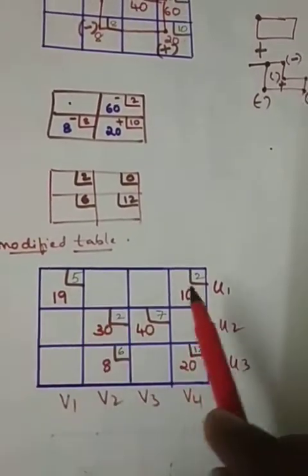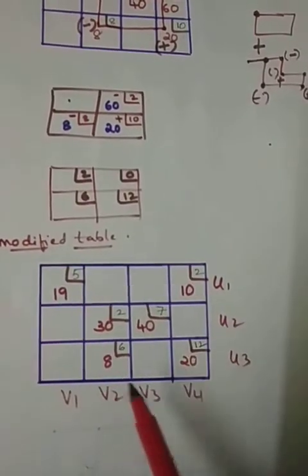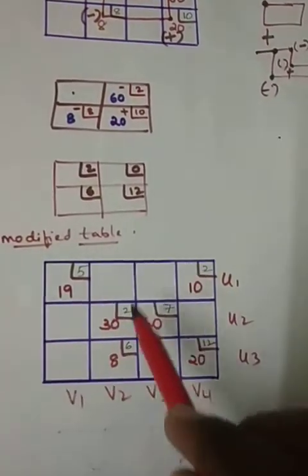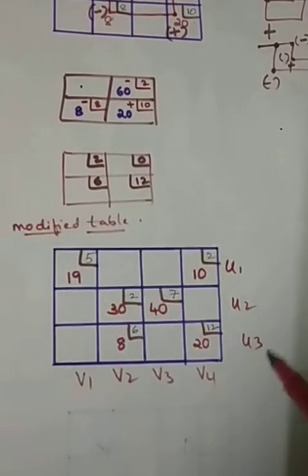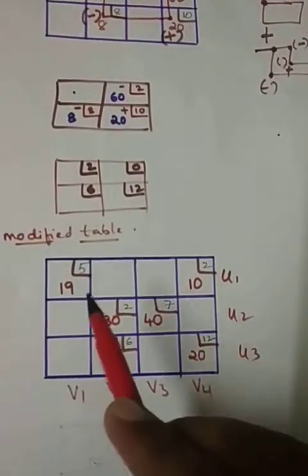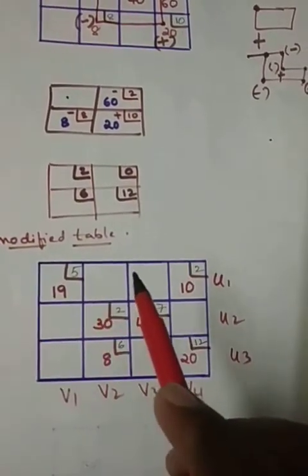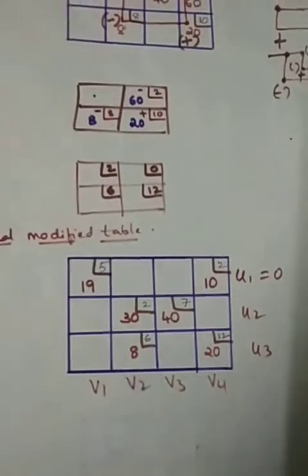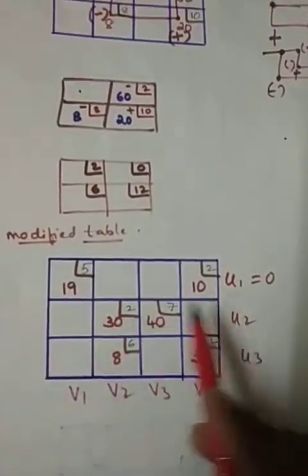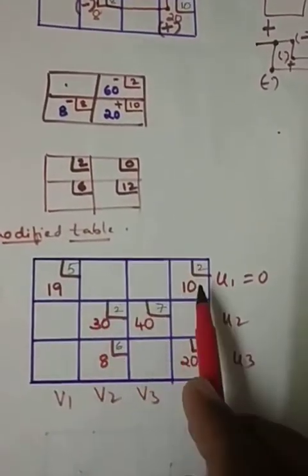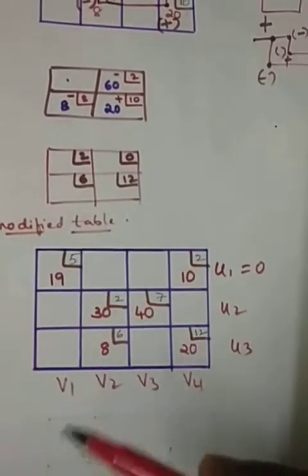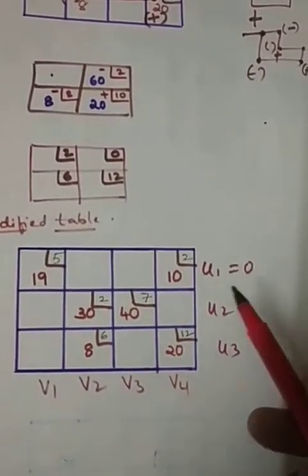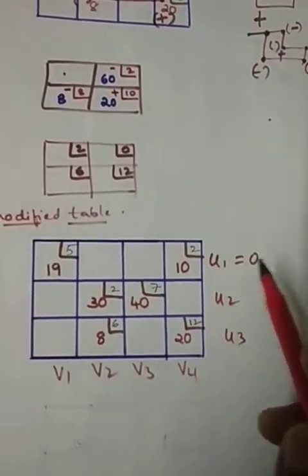In the first row you have 2, second row 2, third row 2, first column 1, second column 2, third column 1, fourth column 2. So the maximum number of allocations is 2, and it is repeating many times, in the first row, second row and third row. I can assume anywhere, so I am assuming U1 is equal to 0 arbitrarily.